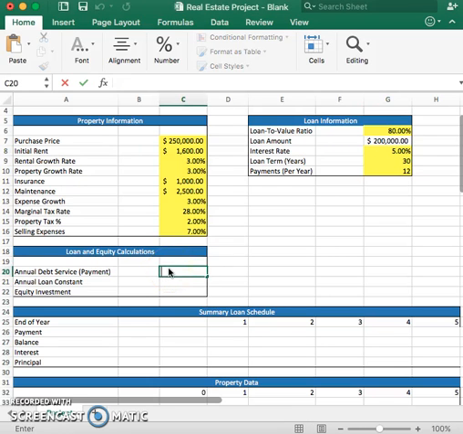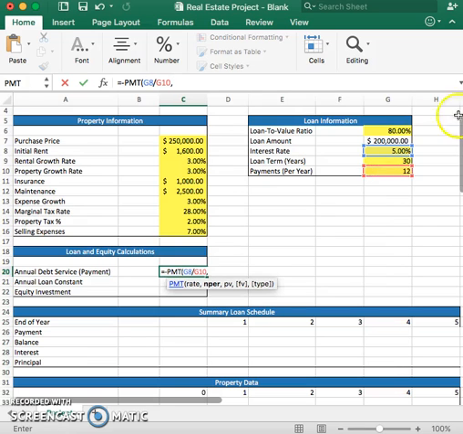Second, we'll get the loan and equity calculations, which is first done by getting the annual debt service, which we will get by taking the negative payment. Because we want a positive answer, we're going to take the negative payment, or otherwise it would come out as a cash outflow. The first thing we'll do is get the rate, which is G8, and then divide it by 12, or the number of payments per year. It could be more or less than 12 if that's the case for you.